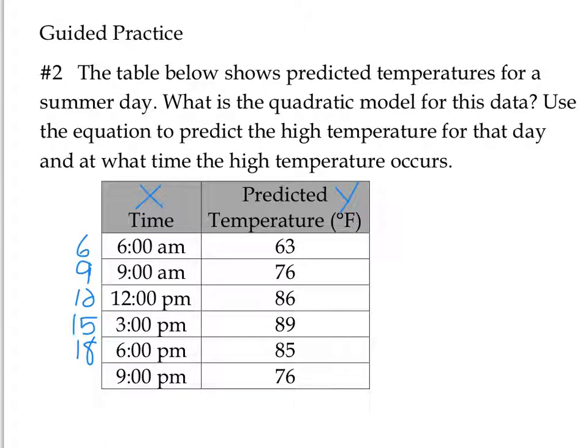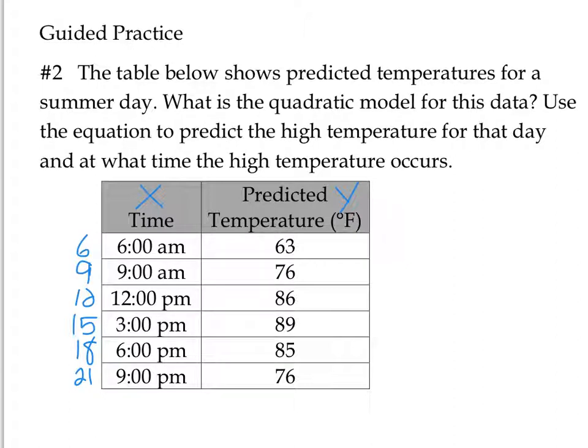Like 6 a.m. is 6 hours into the day. 3 p.m. is 15 hours into the day, and so on. And so those are our x values. The y values will enter just like you see there. So you're going to want to go into the calculator under Stat and Edit, and put these values in for your x values and for your y values.